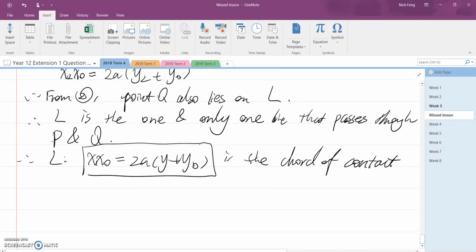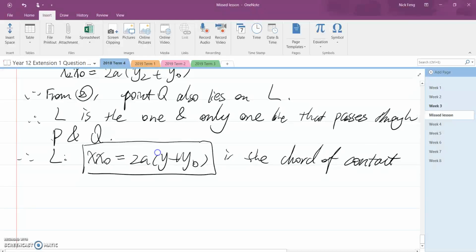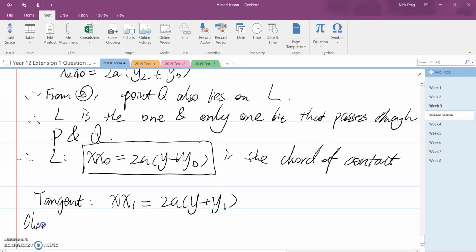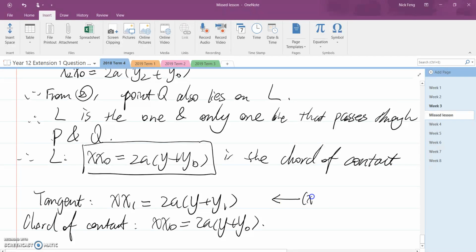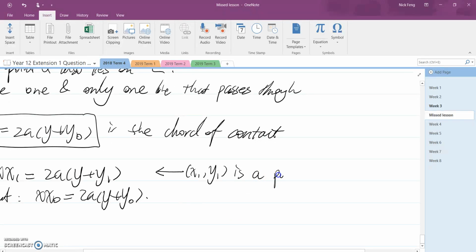Now, I need to make this very, very clear for you. This is the chord of contact. It looks extremely similar to the tangent. So I'll rewrite this. Tangent, we will have x1 equals 2a(y plus y1). And chord of contact, we have x0 equals 2a(y plus y0). So what's the difference? The difference is x1, y1 is a point on the parabola.